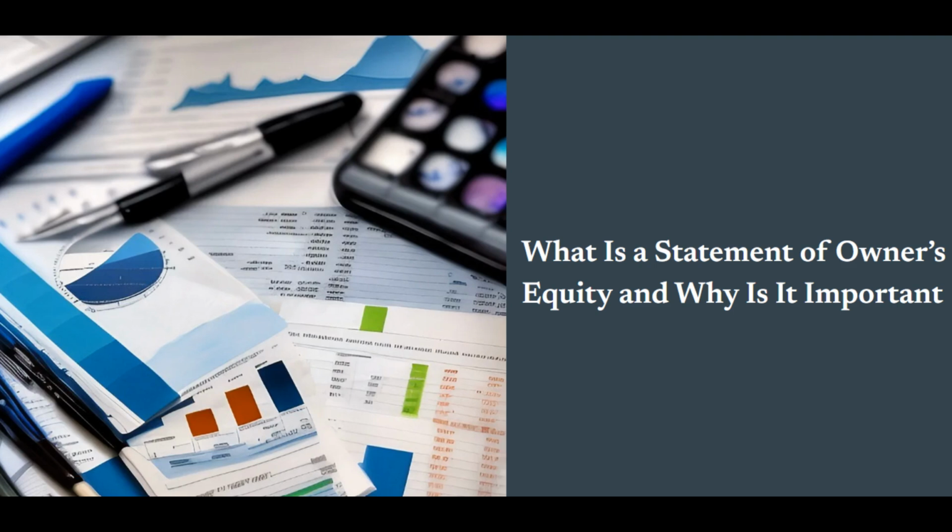Now, let's get practical. How do you actually write a statement of owner's equity? It's not as daunting as it sounds. Start by determining the period you're reporting on. This could be a fiscal year or a quarter. Next, list your opening balance, add any income earned, deduct any losses, include owner contributions, and subtract withdrawals. Finally, calculate your ending balance. Present it clearly, and voila, you have your statement of owner's equity.